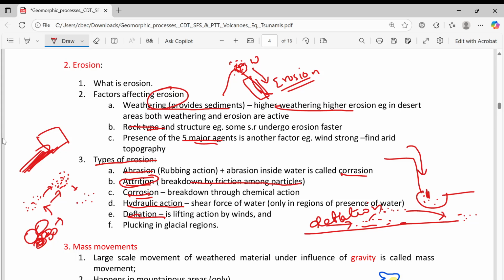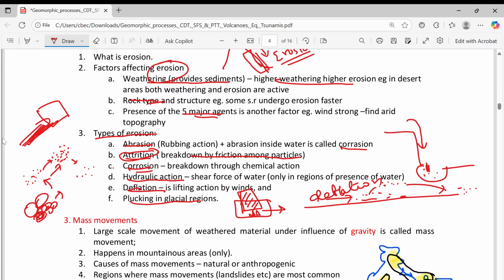Then plucking. Plucking is in glacial areas. For example, when a big glacier is moving on the surface, if any rocks are there, it will pluck them out. Pluck means simply remove those rocks or make them weather. Weather means eroding, breaking down into small fragments. That is the types of erosion.